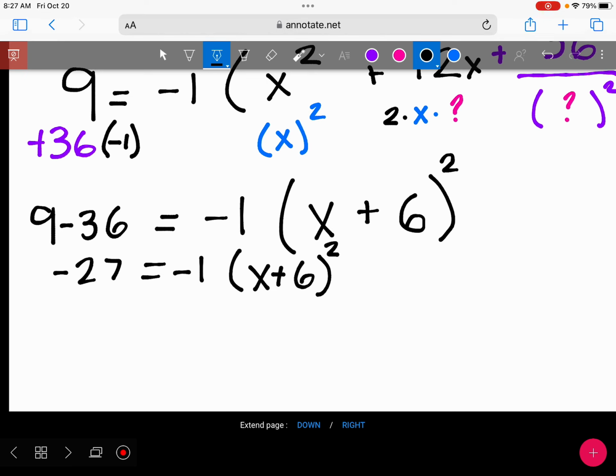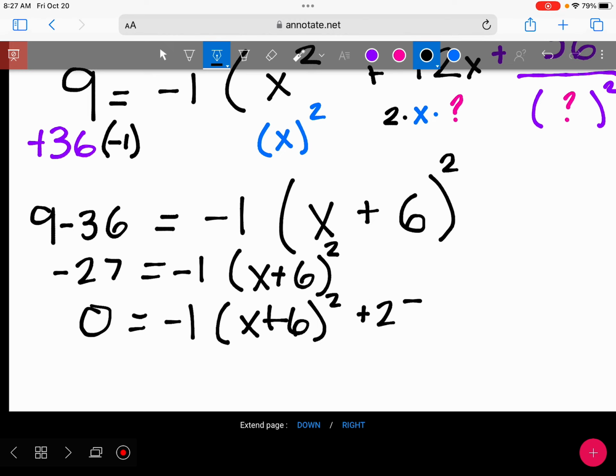So I want to get that 27 actually back to the other side, because I want this to be equal to 0 now. Negative 1 x plus 6 squared plus 27. And just like I did up here where I switched y to 0 to make my life easier, I can switch it back to get my transformation form.